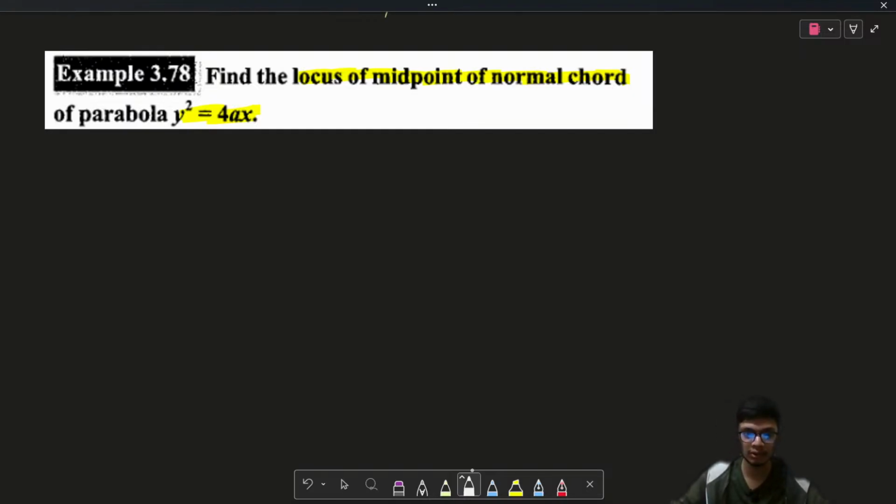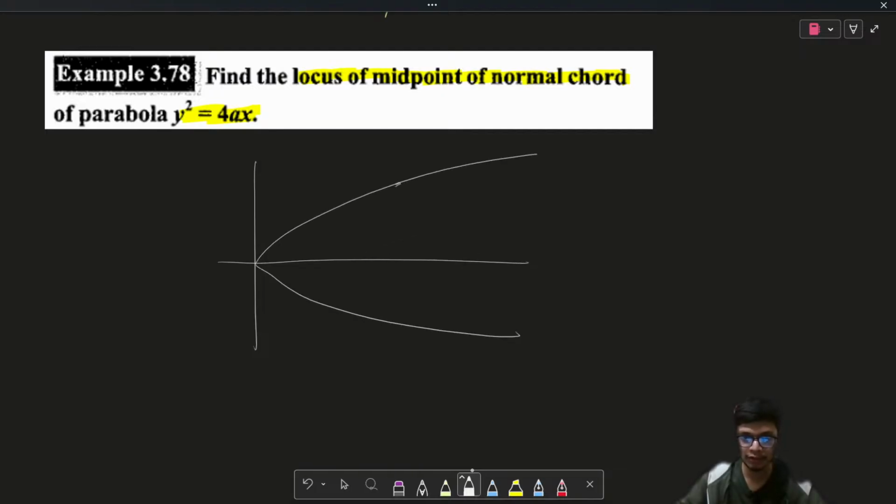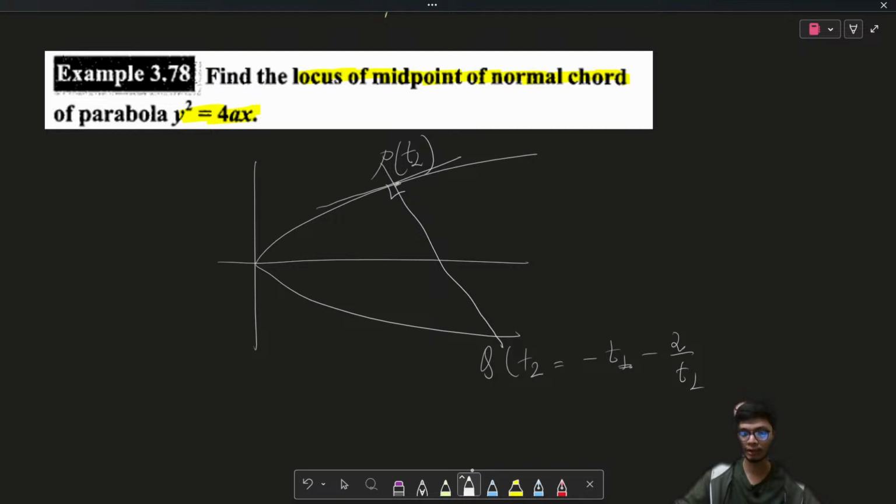And we have already discussed this question about the normal chord, that if I draw a normal at point P whose parameter is T1, then this normal at point P intersects the parabola at point T2, whose value is given as T2 equals minus T1 minus 2 upon T1.